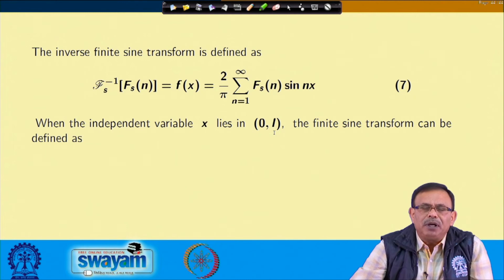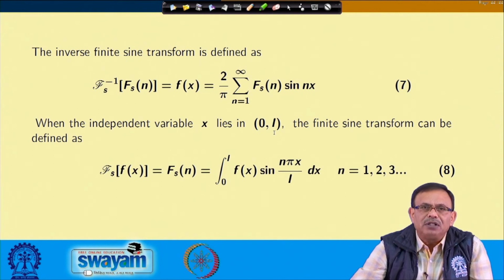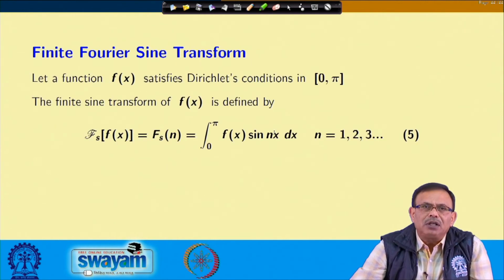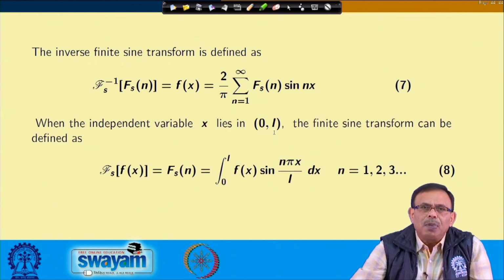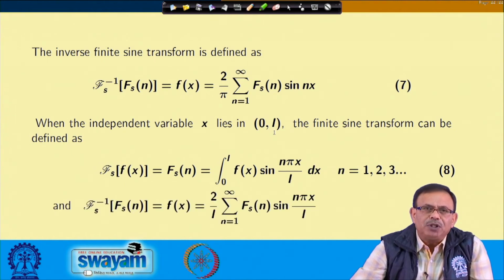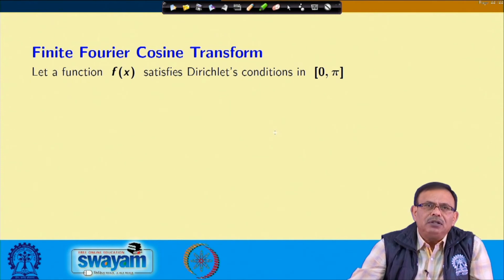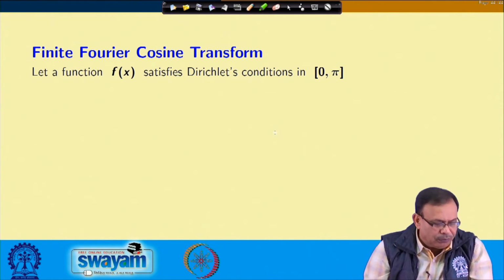When the independent variable x lies in the interval 0 to L, then the finite sine series can be defined as, the only change will be in the earlier case it was defined in 0 to pi, therefore, integration was from 0 to pi. In this case, integration will be from 0 to L f x, and this sine coefficient will be changed to sin n pi x by L into dx, and the inverse function f x can be defined as 2 by L summation n equals 1 to infinity f s n into sin n pi x by L.